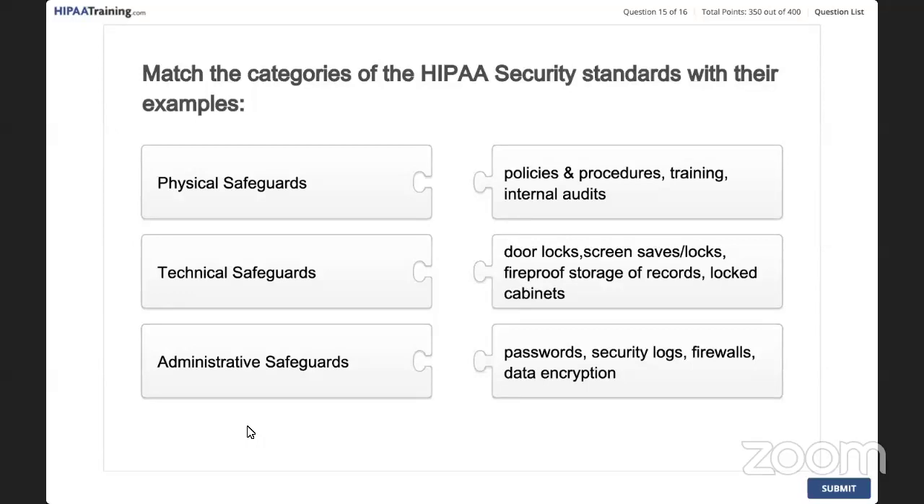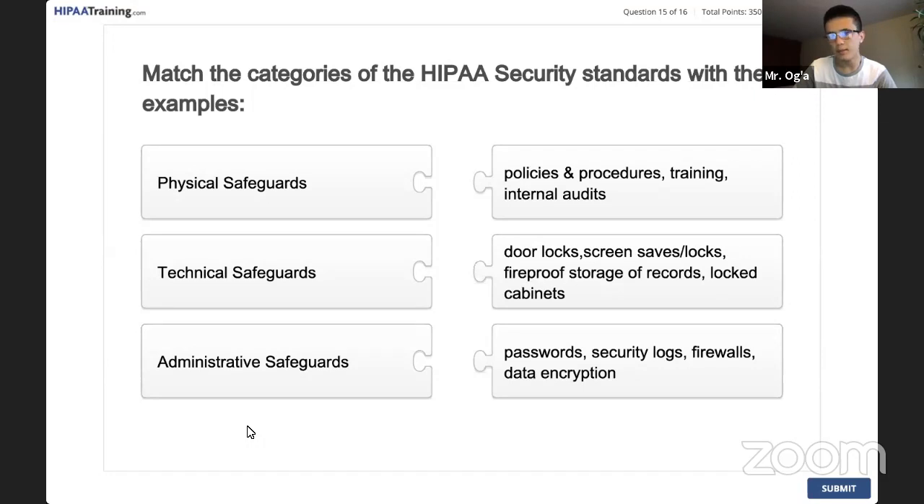The security standards with examples. Administrative, technical safeguards. Security standards with examples.